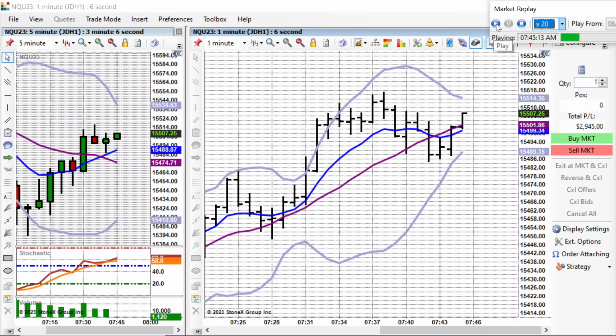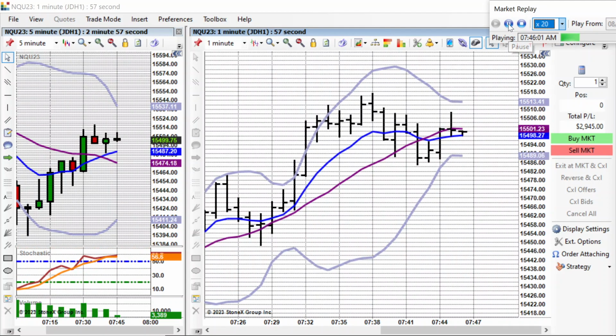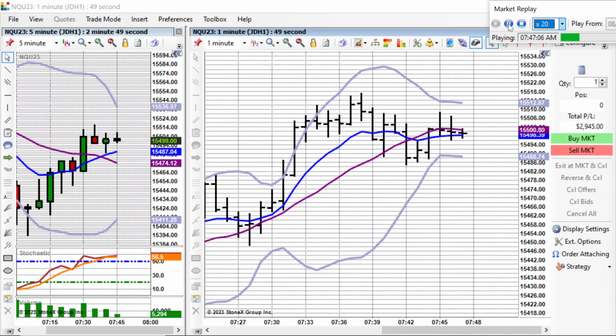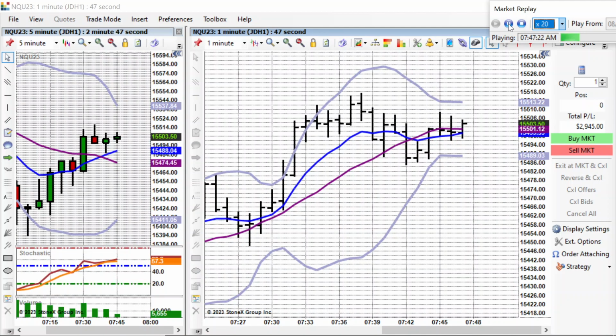So I'll just speed this up a little bit. I forget that I'm recording myself, so I'm just thinking as I should be talking. Okay, I want to see that blue line cross to the upside, and I want to see these Bollinger Bands start to bell out again.